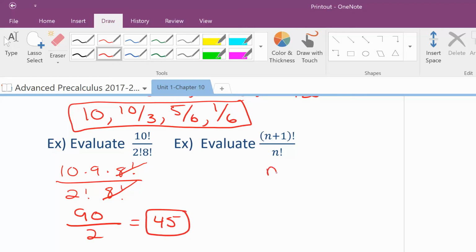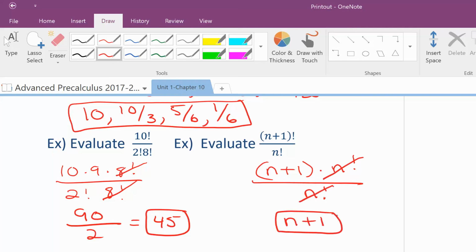So here, n plus 1 factorial means it's n plus 1 times n factorial. So the n factorials here will cancel, and you're just left with n plus 1. Because think of n, like if n was 9, so it would be 10 factorial over 9 factorial. So it would be 10 times 9 factorial, and you could just cancel the 9 factorials. It's the same concept, except now it's just an n instead of a number.